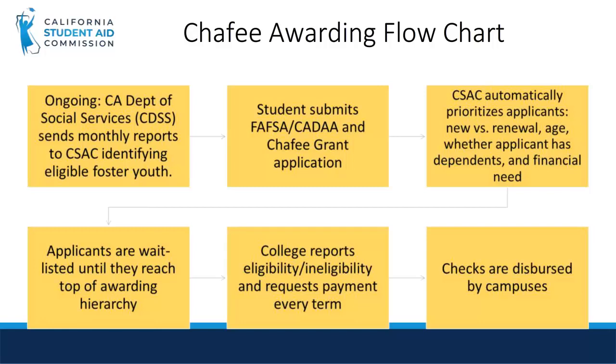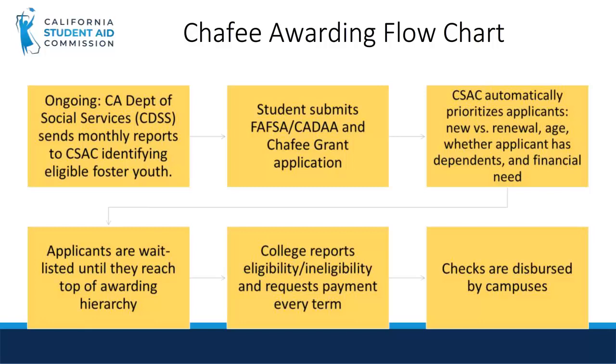The Commission and the California Department of Social Services have a data sharing agreement, so CSAC receives monthly data files with eligible students who are in foster care between 16 and 18 years of age. Students who submit a FAFSA or DREAM Act application and Chaffee application are matched to the corresponding foster care record. Once all three application components are met, CSAC's database, Web Grants, prioritizes all applicants based on whether they are brand new or renewal applicants, their age, because eldest students are paid first since they will age out of the program first, whether applicants support their own dependents, and unmet need.